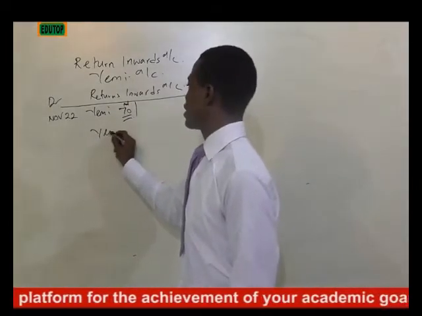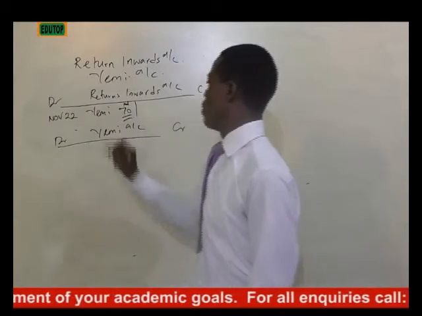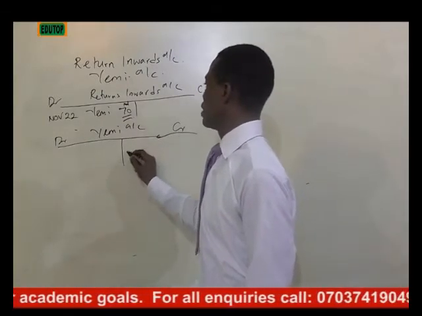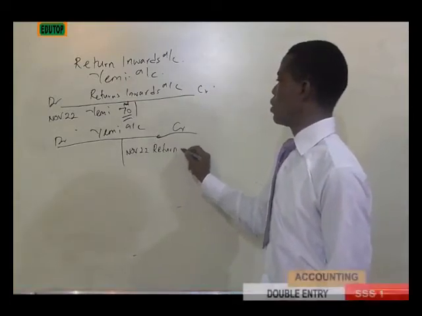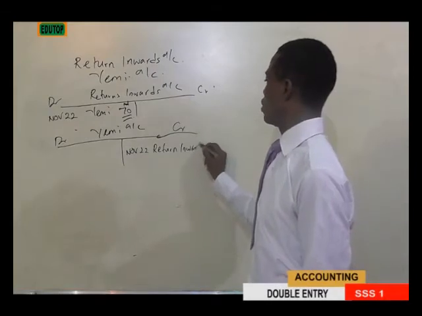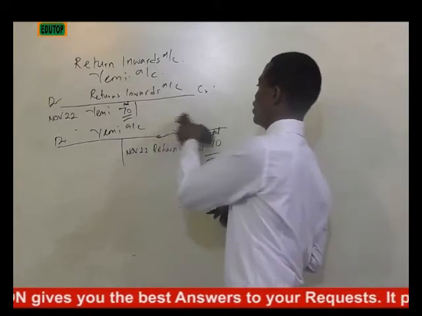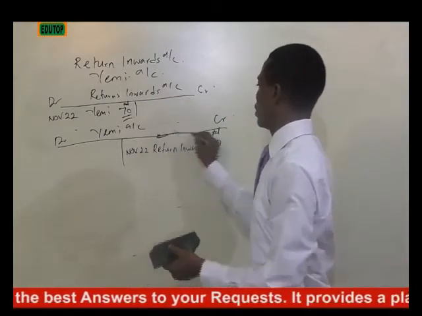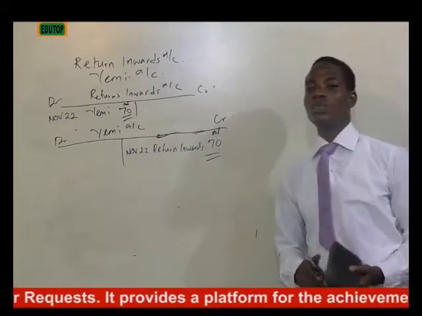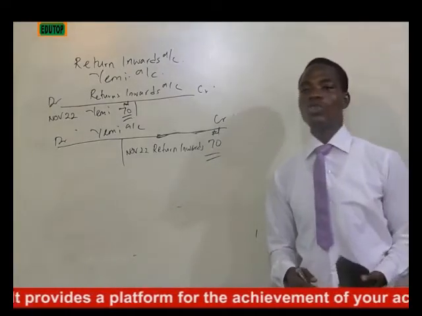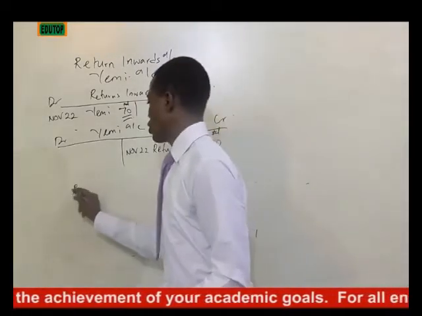Then you prepare Yemi's account because it is Yemi that returned that goods. So you credit the account of Yemi because the goods goes out of Yemi's account. November 22, return inward, which is 70 naira. Now the last but not the least, which is number 10, we return goods to Joy. When you return goods, you call it return outward.